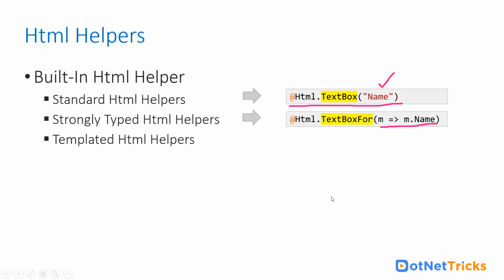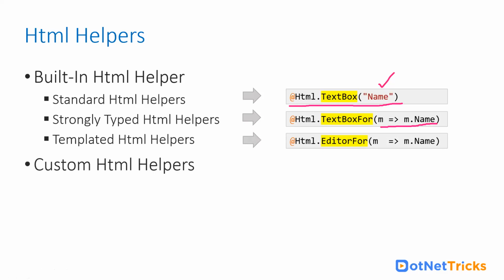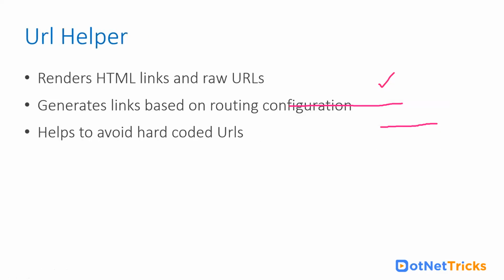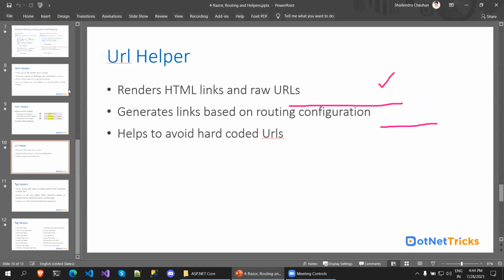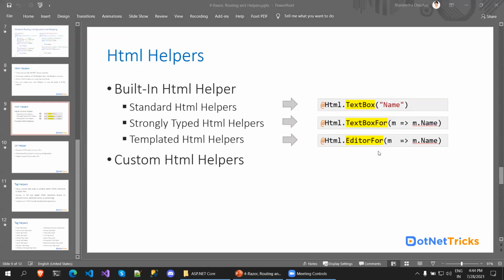Then we have the templated HTML helpers. We use templated HTML helpers through Editor, like EditorFor and DisplayFor. These are known as template helpers, where we have predefined HTML markup to create the input control or display the content. You can even create your own custom HTML helpers by extending the HtmlHelper class or IHtmlHelper interface. So let's see how we can use these HTML helpers.